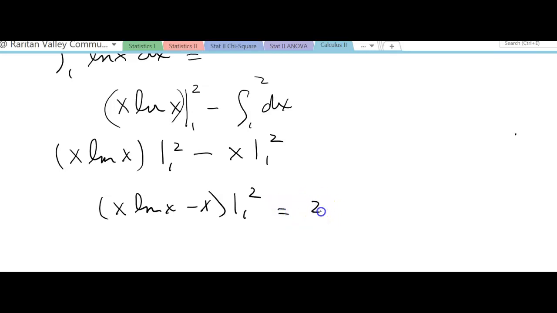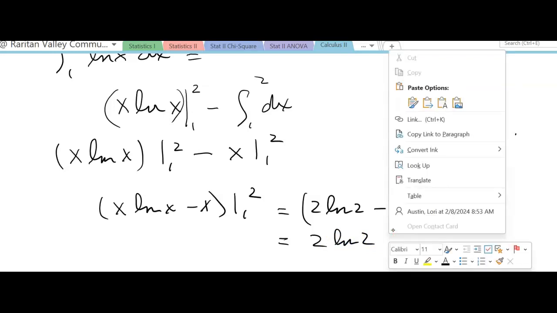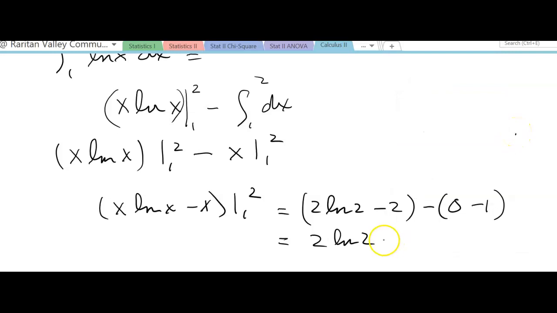So then you end up with 2 ln 2 minus 2, minus, when you plug in a 1, you get 1 times ln of 1, but ln of 1 is 0, so that just goes to 0 minus 1. So it ends up being 2 ln 2 minus 2 plus 1, which is 2 ln 2 minus 1. And that's it. So that's how you do it if you have a definite integral.